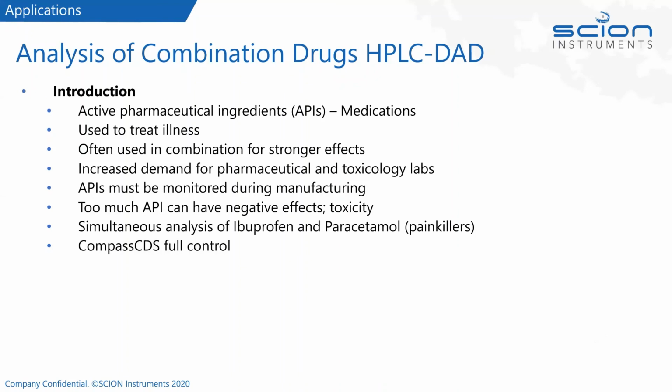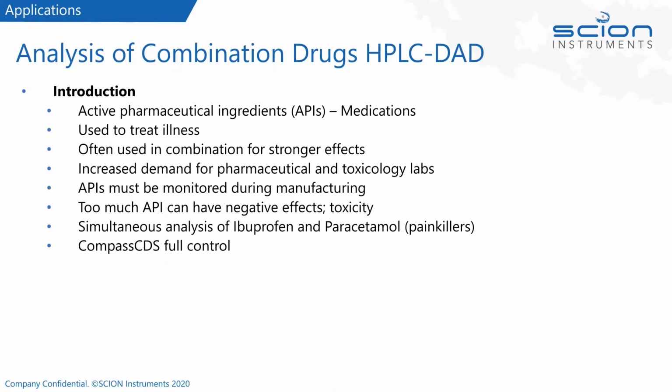So this was a critical application that was done for a pharmaceutical company, and it was looking at APIs, which are the active pharmaceutical ingredients in medication, and that is what is used to obviously treat the particular illness. In many pharmaceuticals, they will be used in combination with each other because when we have two or more APIs, it gives a stronger effect.